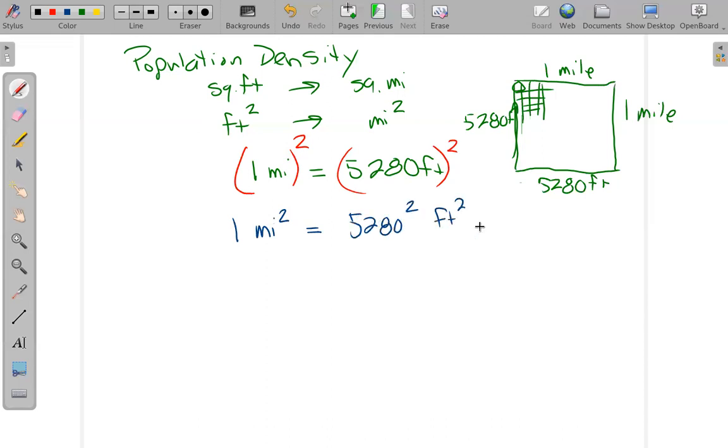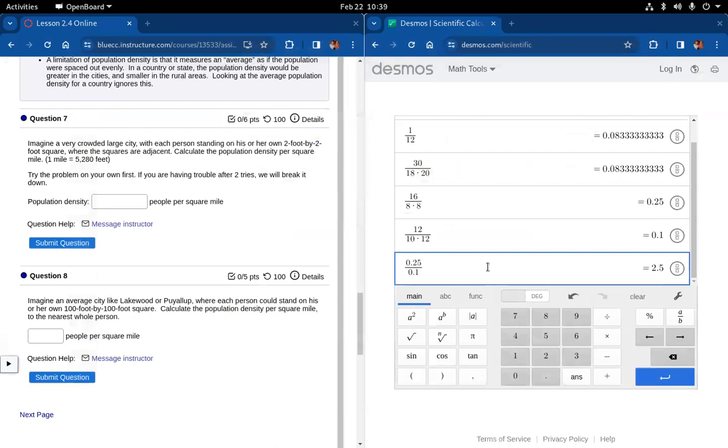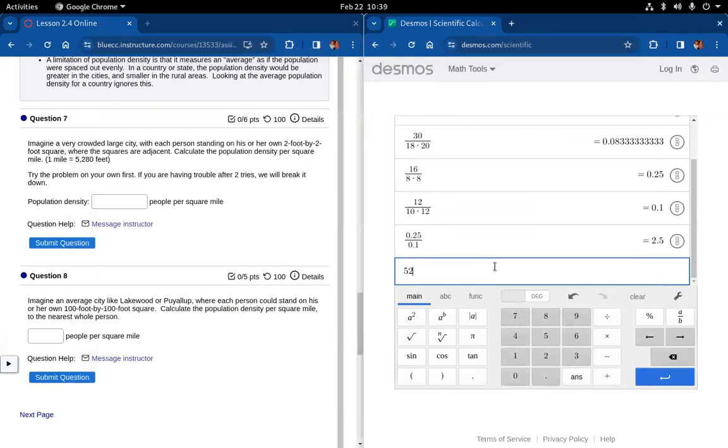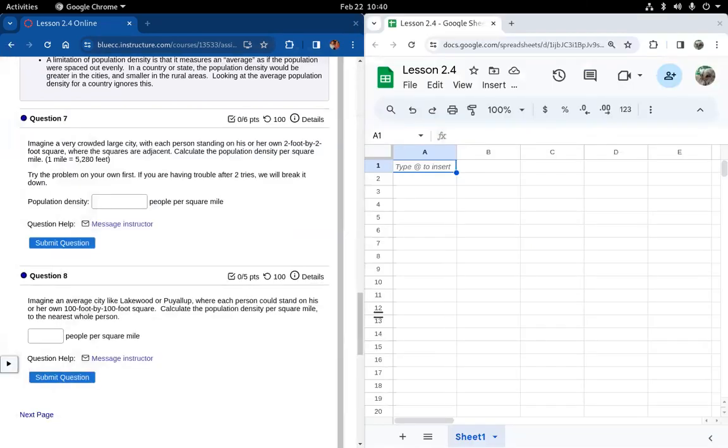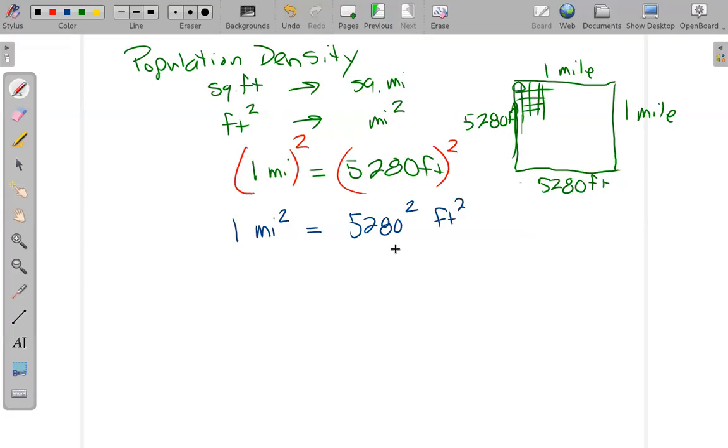Square feet. So let's check out what that is. It's going to be a lot of square feet, right? 5,000 times 5,000-ish. So 5,280 times 5,280. Oof, that's a lot. There are almost 28 million square feet in a square mile. Just going to move that over, write that down. So I have that 1 square mile has in it 27,878,400 square feet, right?